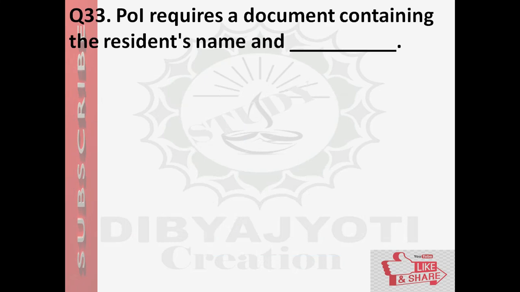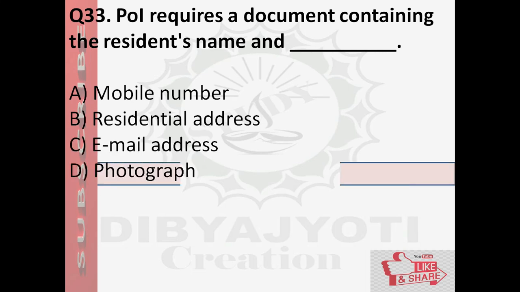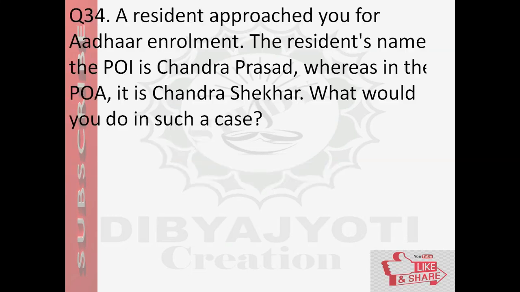Then question number 33. POI requires a document containing the resident's name and mobile number, residential address, email address, photograph. And answer is photograph.